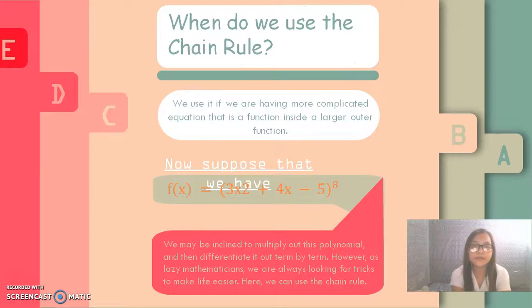Okay, when do we use the chain rule? We use it if we have a more complicated equation that is a function inside a larger outer function. For example, f of x is equal to (3x squared plus 4x minus 5) raised to 8. As you can see, our inner function, which is the 3x squared plus 4x minus 5, is within the greater outer function, which is the raised to 8. So we will use the chain rule in finding the general function of this equation.